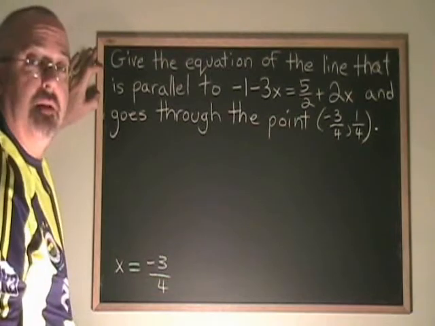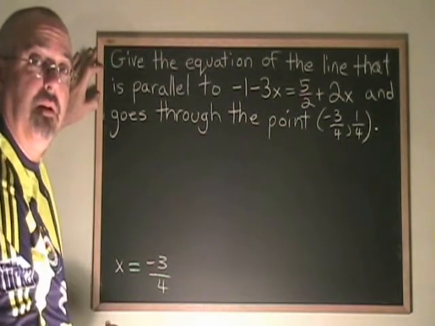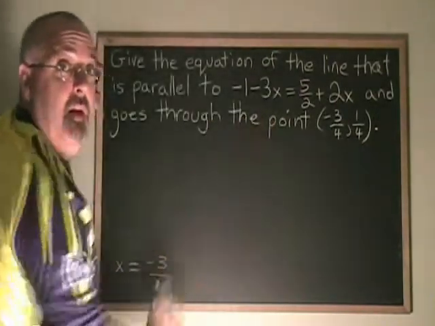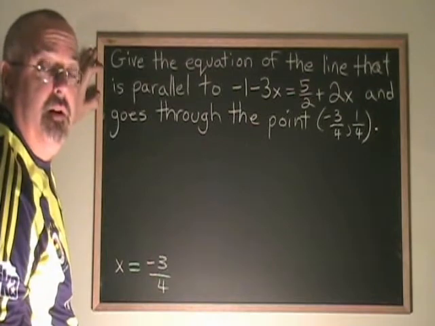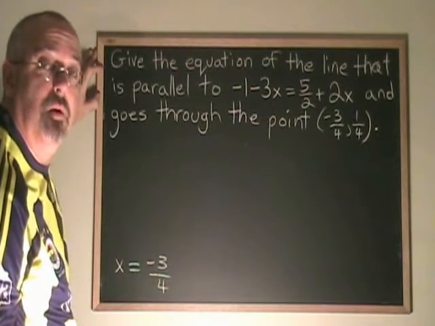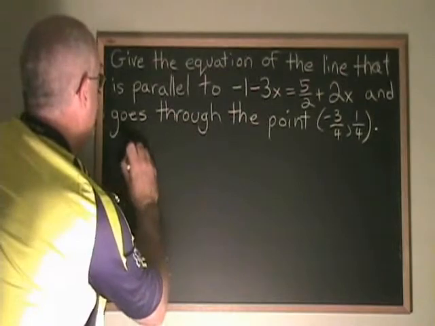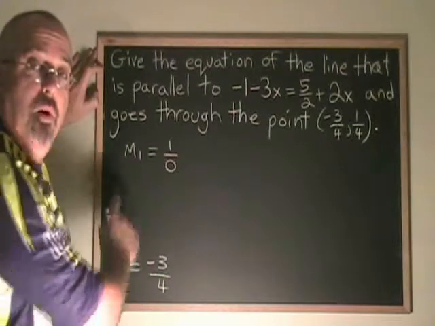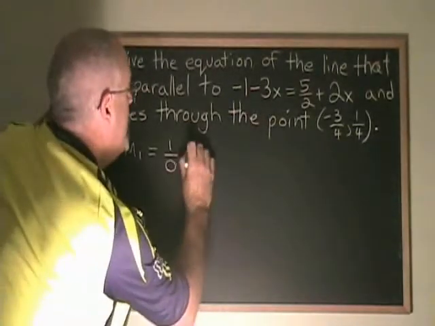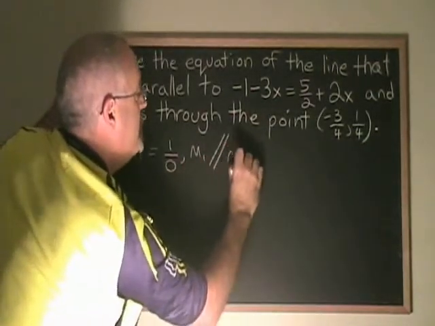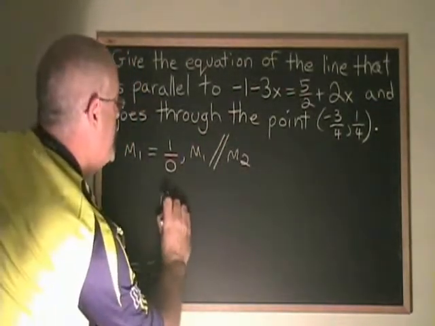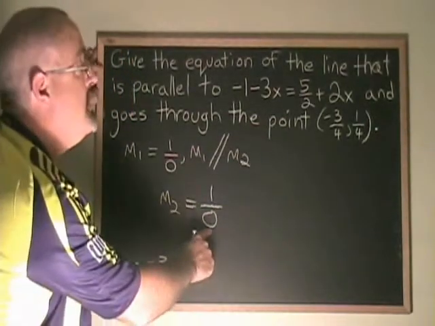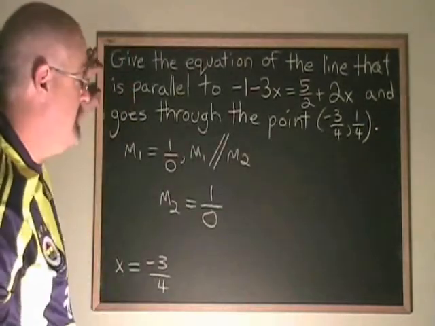So what I'm going to do is go through the process that I use with oblique lines, and the first step is to give the slope of this line. The slope of all vertical lines is undefined, and the easiest way to express an undefined slope in the form of a fraction is to use the fraction 1 over 0. m1 is 1 over 0. m1 is parallel to m2. Therefore, m2 must also be equal to 1 over 0. I can use this fraction and this point to derive my equation.